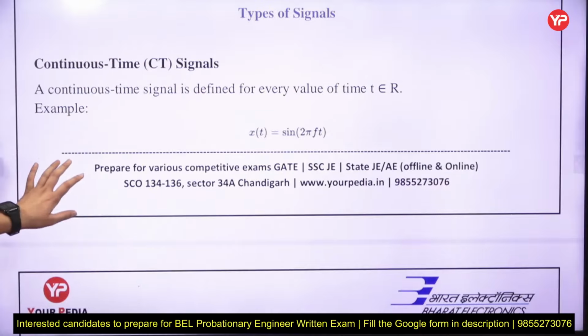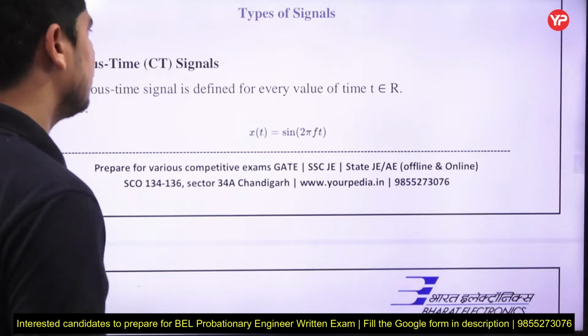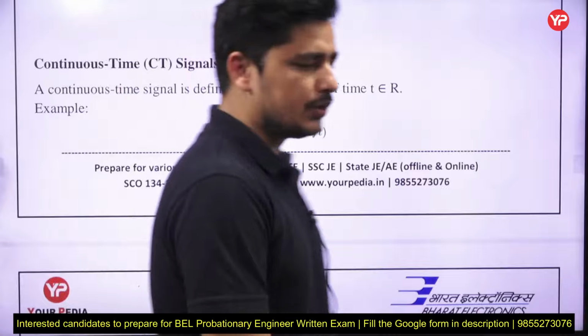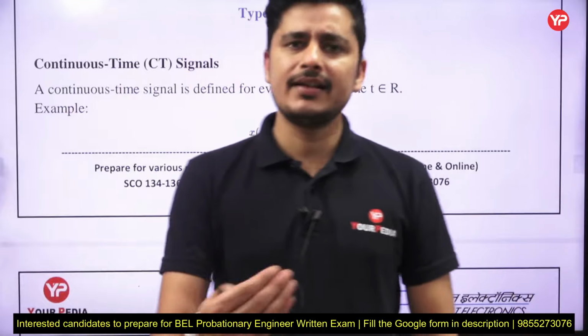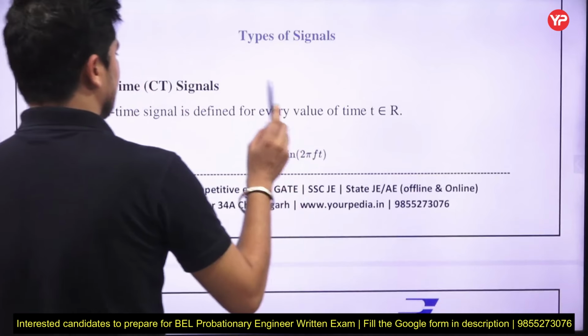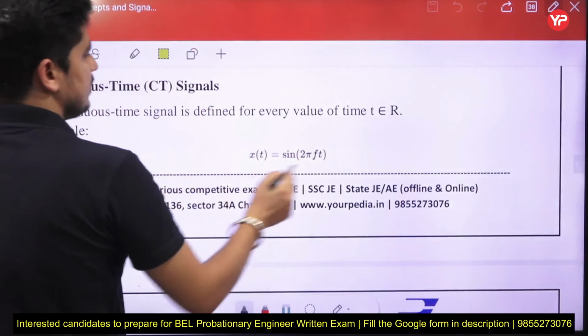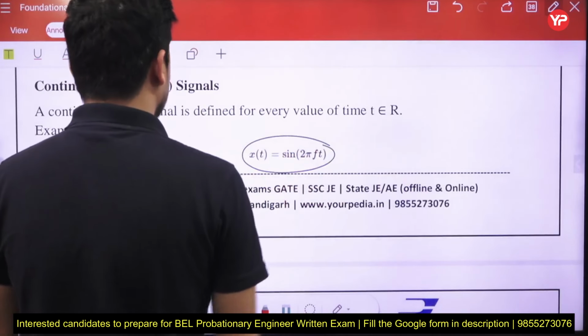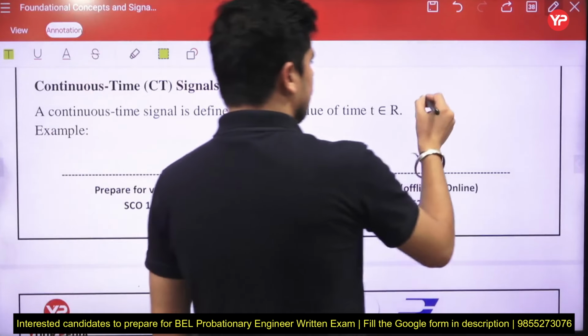Okay. The first type of signal is the continuous time signal. What is a continuous time signal? Whenever you have a signal, let us take an example, x(t) = sin(2πft). This is a continuous time signal.